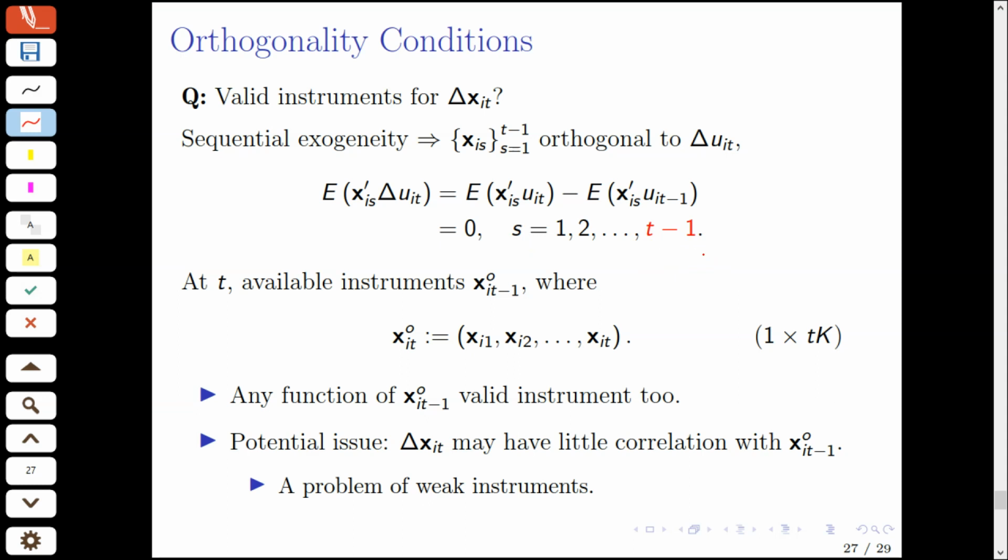Hence, at time t, for the purpose of instrumenting the differenced regressor, the available instruments we have are given by the list x_{i,t-1}^O, where this superscript O notation, when combined with a subscript t, denotes the list of all regressors up to and including period t. So the available instruments we have for the differenced regressor are given by the regressors in all past periods. Note that this list of regressors, the regressors up to and including period t, is a lowercase t by k vector, or row vector to be specific.